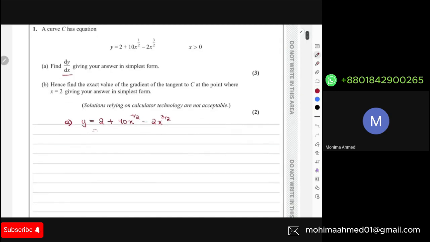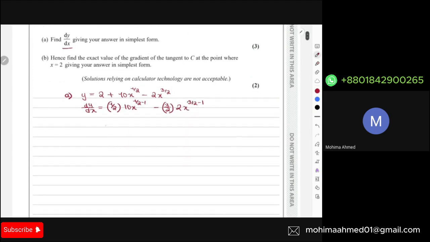If I differentiate this, then obviously this 2 in front will become 0. And eventually you will have this half multiplied with 10x power half minus 1, and again this 3 by 2 multiplied with 2x power 3 by 2 minus 1. Eventually, now you have half multiplied with 10, which leaves you with 5x power minus half, and also this 2 and 2 cancels out, leaving you with minus 3x power, how much? 3 by 2 minus 1 is just 1 by 2.